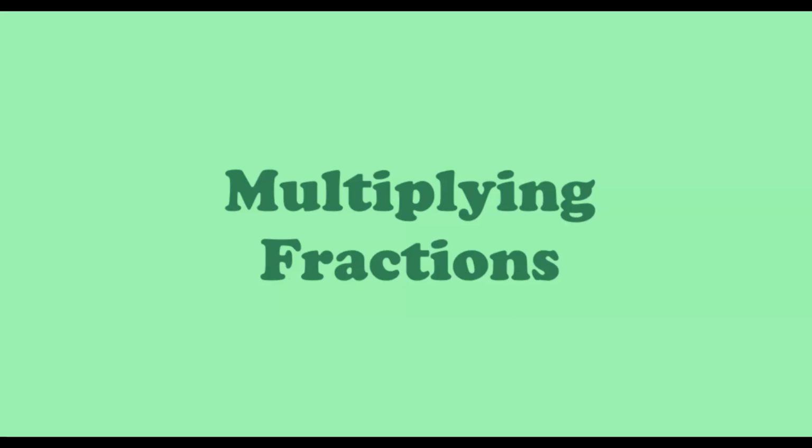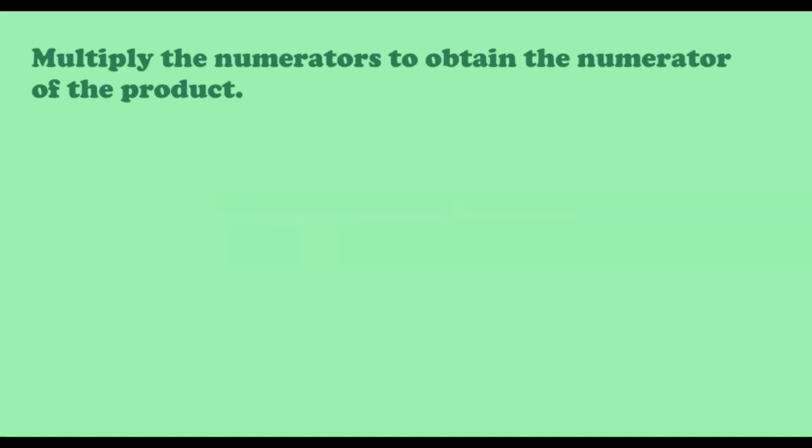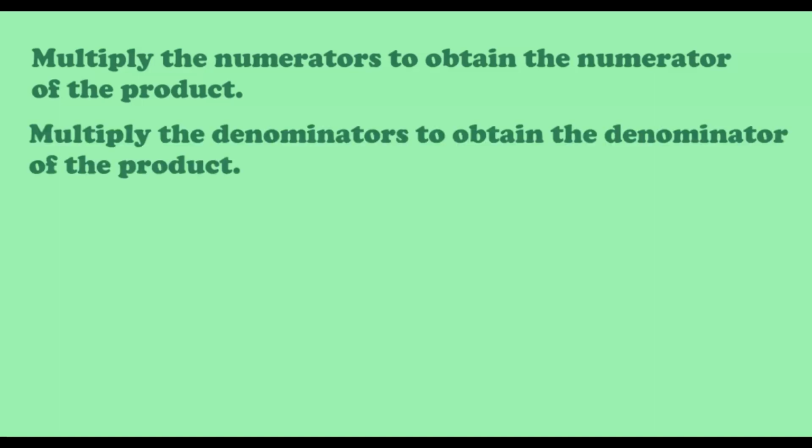In this video, we are going to learn how to multiply fractions. The rule for multiplying two fractions is very simple. When we multiply two fractions, the product will also be a fraction. And how do we obtain that product? We need to multiply the numerators of the original two fractions to obtain the numerator of the product, and we need to multiply the denominators of the original two fractions to obtain the denominator of the product.